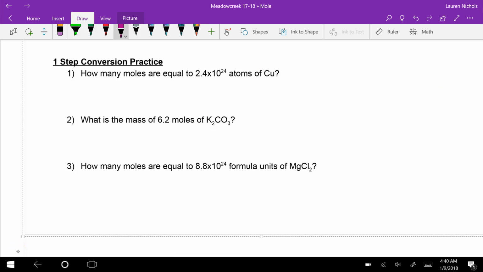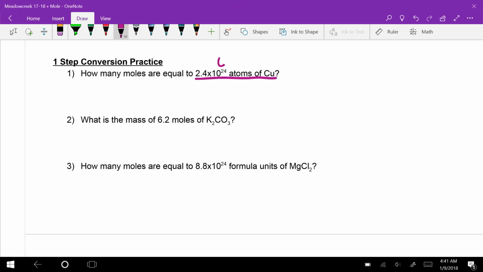So let's look at one-step conversions. So this is when we're going to convert from moles to either particles, grams, or vice versa, but we're only ever going to move one step in the mole map. So if we look at this problem, number 1, how many moles are equal to 2.4 times 10 to the 24th atoms of copper? Okay, so we see that this right here is what is given to us in the problem.